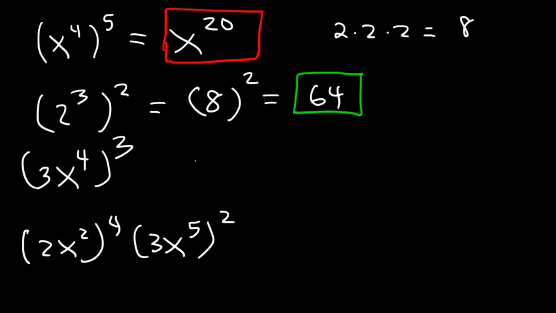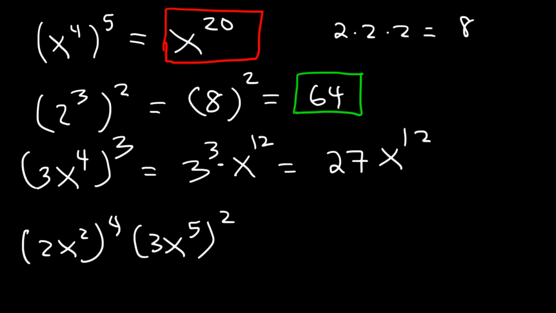Now for the third one, we need to find out what 3 to the third power is. There's a 1 right now. So if we multiply 1 and 3, we're going to get 3. So we have 3 to the third times x to the 4 times 3, which is 12. So it's going to be x to the 12th. Now 3 cubed, 3 times 3 times 3, is 27. So the final answer is 27 x to the 12th power.